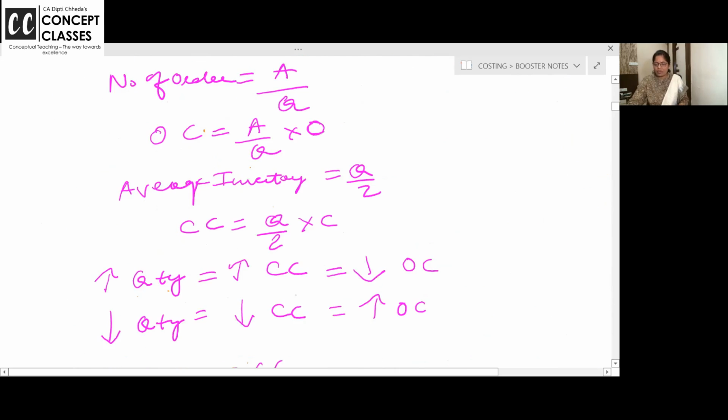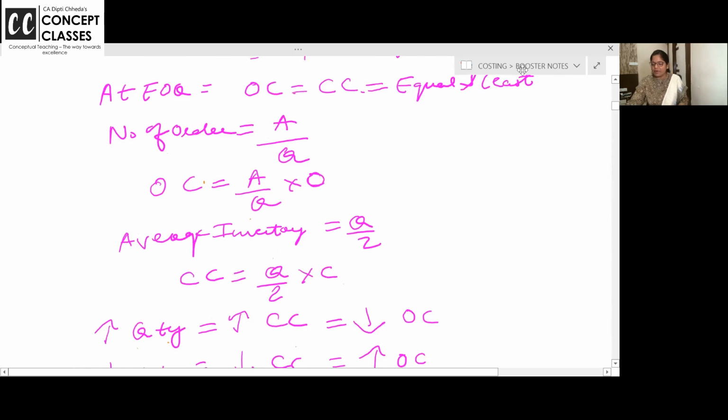This you can prove. I have not written it here, so I will write on this right hand side. At EOQ, ordering cost is equal to carrying cost. Okay? Now what is ordering cost? A by Q, number of orders, into O, ordering cost. What is carrying cost? Q by 2, average inventory.